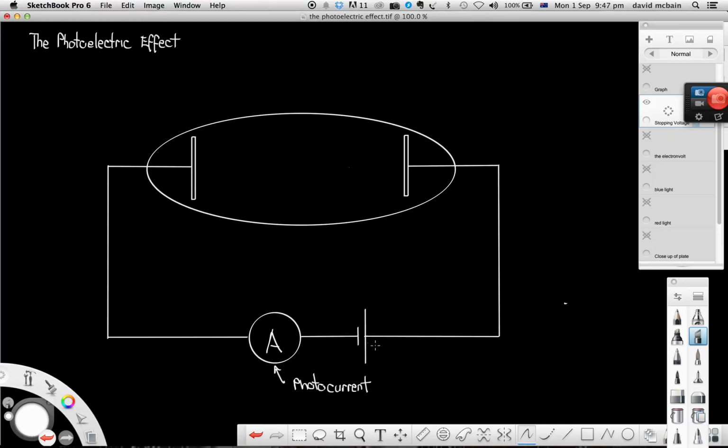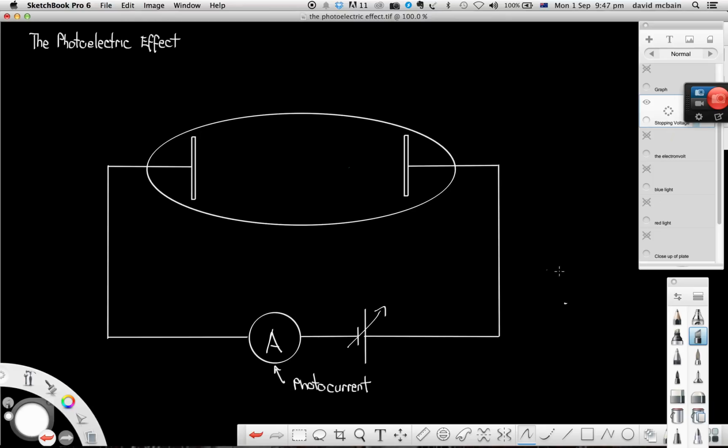And the other element in our circuit is a variable voltmeter. And what's really important here is that we can change not only the value of the voltage but the polarity. So we can either make this side positive, or we can make this side negative. So we can change the polarity, which is important when determining the kinetic energy of the ejected electrons.